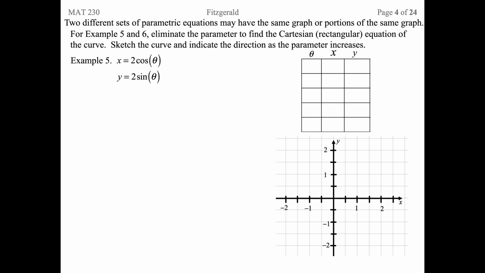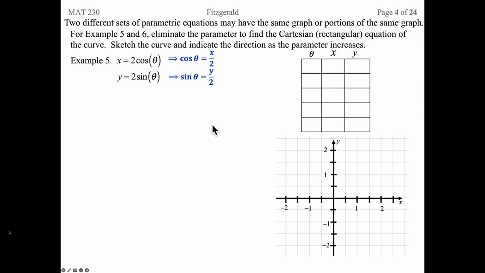Okay, I talked about this earlier, two different sets of parametric equations may have the same graph or portions of the same graph. So for example, 5 and 6, we're going to eliminate the parameter to find the Cartesian or rectangular equation of the curve, sketch the curve, and indicate the direction of the curve as the parameter increases. In the last video, I told you how two different types of parametric equations can represent the same picture.